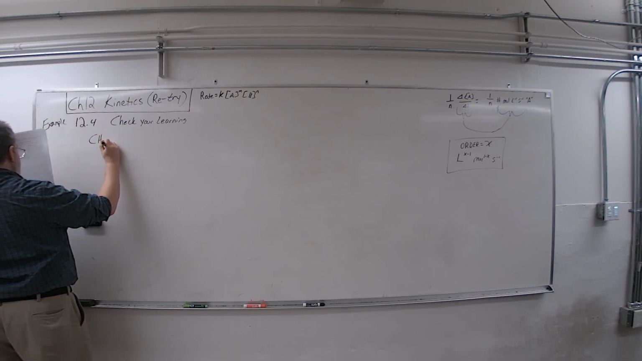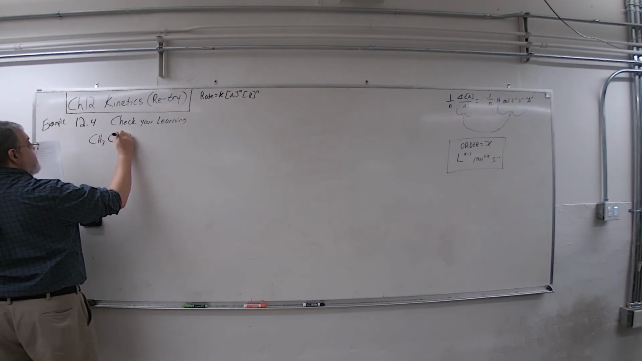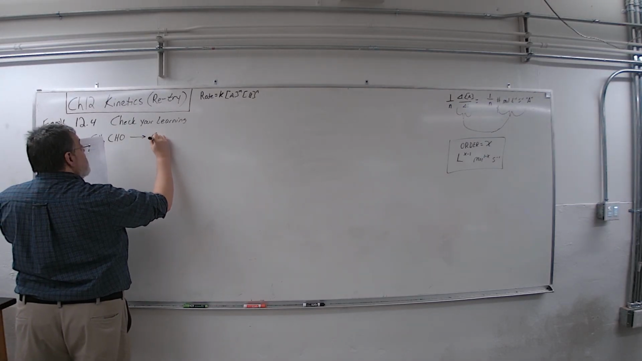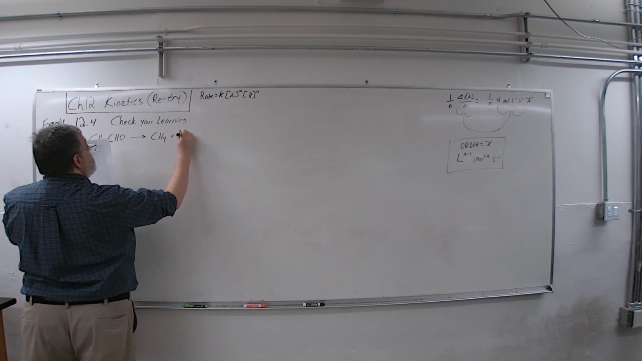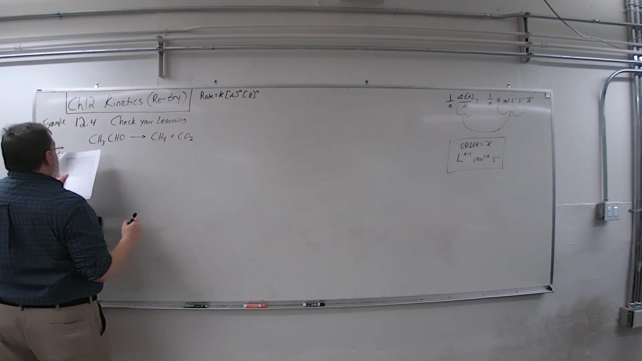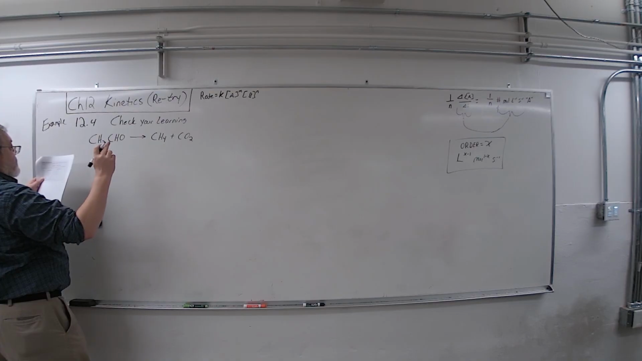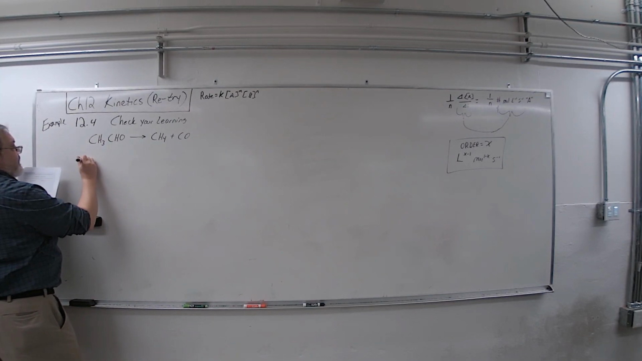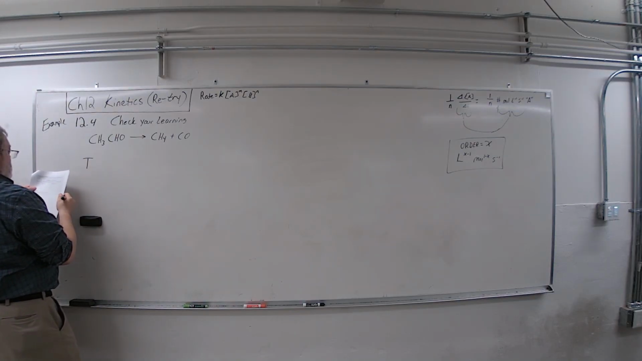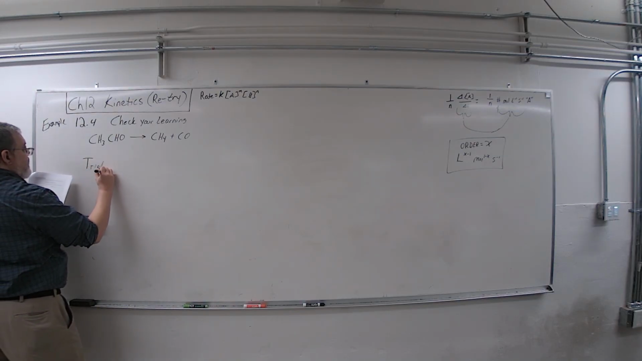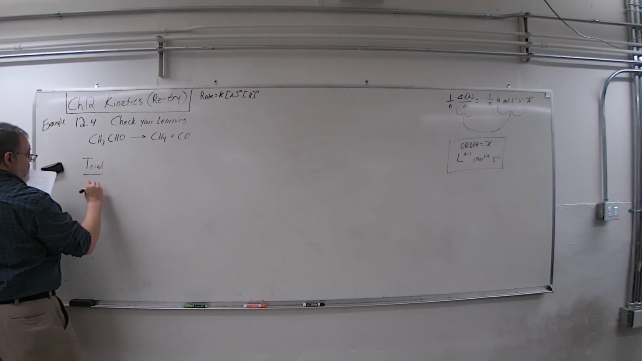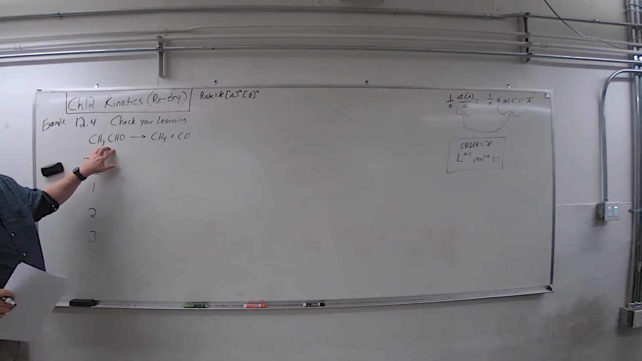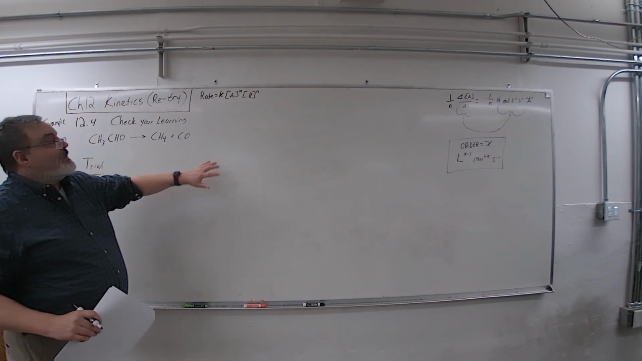CH3CHO becomes CH4 plus CO. No coefficients. All right, that's the reaction. There's only one reactant here. So what do you think that does to this?